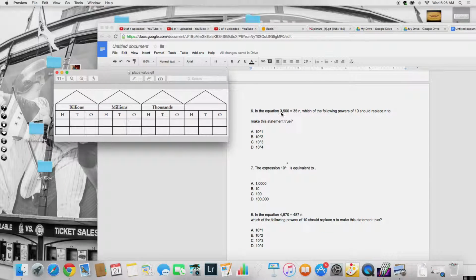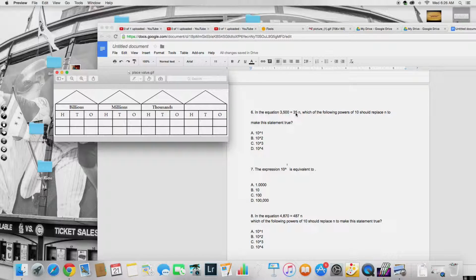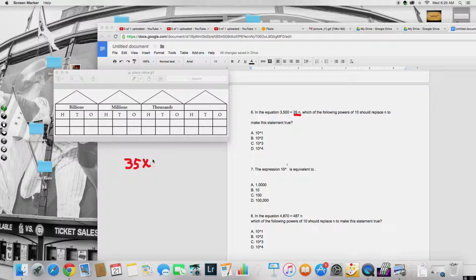In the equation, 3,500 equals 35n. Now, first thing, we haven't talked about it, at least not this year. When you see that together, 35n, there's nothing there saying 35 times a certain number. We don't know what that number is. But that's what that's saying. 35n is the same as 35 times n. So you must know that. That's algebra. This is getting into some algebra stuff.